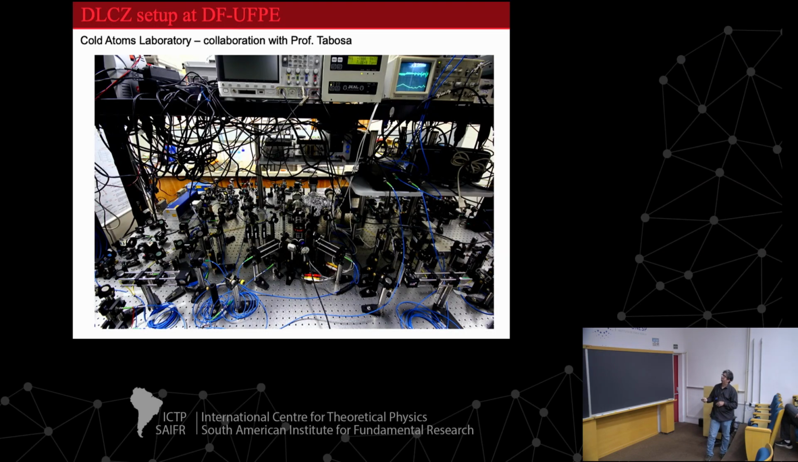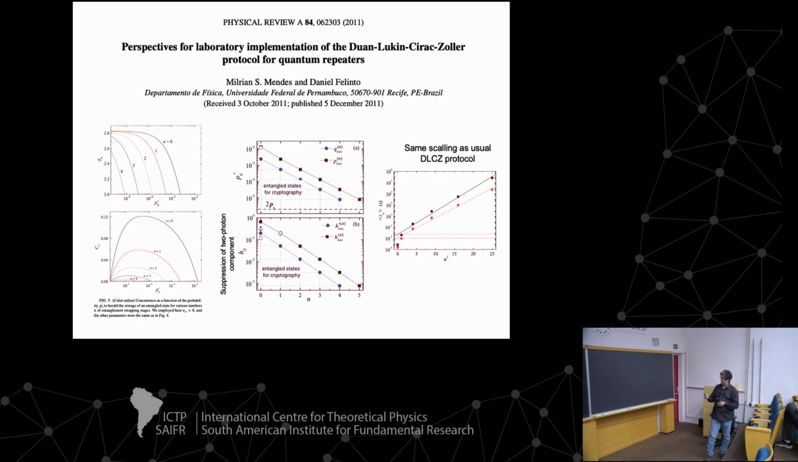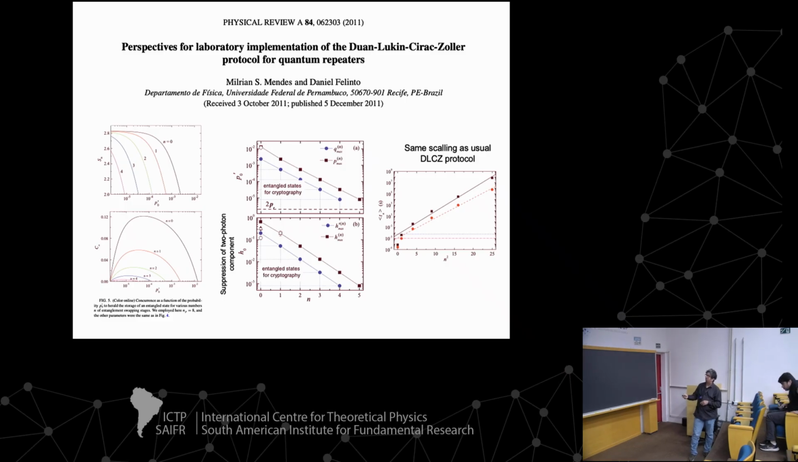Okay. And then with that, we can get this bound here to see the maximum P that we can use to move forward in the number of swappings. And then you see this increasing time. This is the memory time that's necessary to succeed. And basically, we show that even if you consider all these imperfections, you still have the same scaling as the usual DLCZ protocol, which is actually hard, okay? Because it's not exponential, but it's super polynomial, which is basically more than polynomial, but less than exponential.